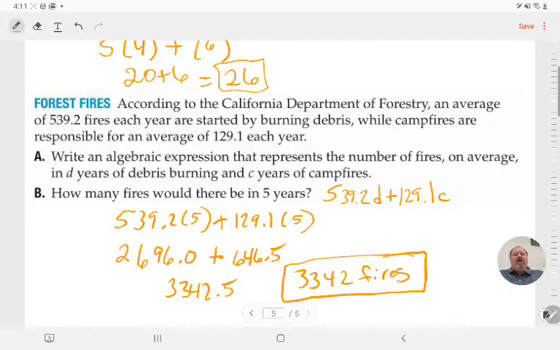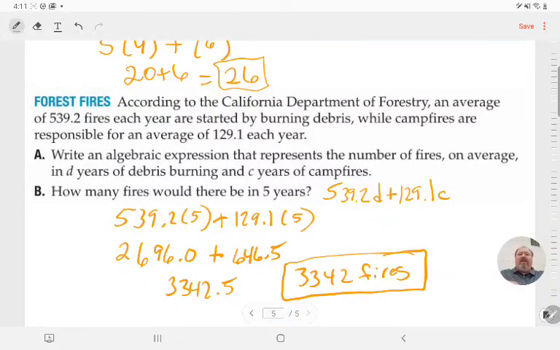Okay? All right. So that's evaluating expressions using order of operations.